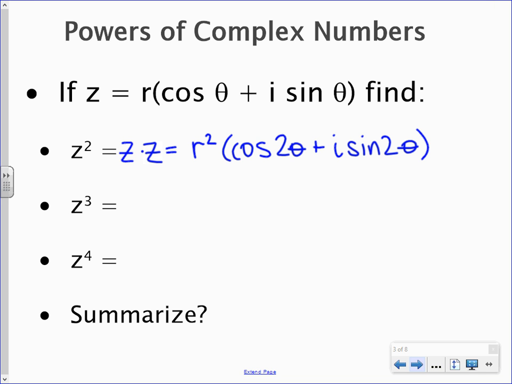Okay. Let's talk about z cubed. Do you agree that z cubed would be the same thing as z times z squared? Because we know z squared and we know z. So if we're taking z times z squared, then we multiply our r. So what's r times r squared? R cubed. We know we have to add our angles. Z has an angle of theta. Z squared has an angle of 2 theta. We add them to get 3 theta.